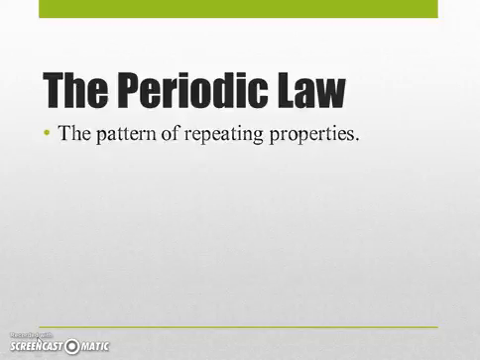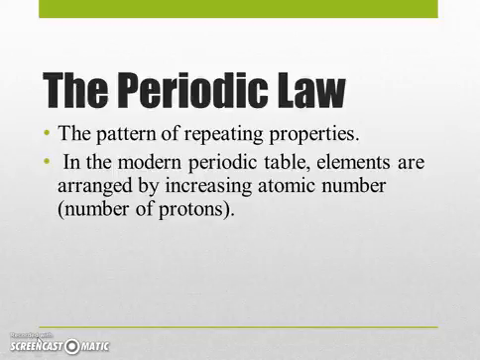So periodic law states that the pattern of repeating properties makes up our periodic table. So in today's periodic table, all of these elements are arranged by the number of protons that they have, or by increasing atomic number. So no longer by their mass, but now by the number of protons they have.